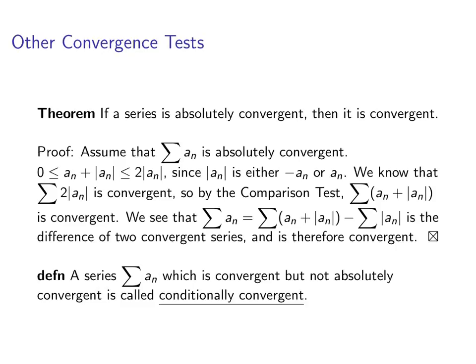And we also want to make a definition to say that if you have a series which is convergent but not absolutely convergent, that's going to be called conditionally convergent. Okay, that's all for now.